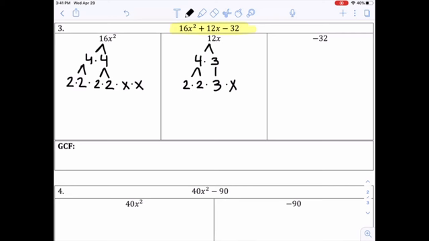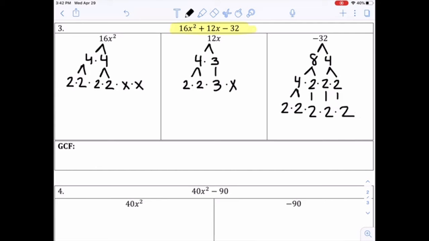Okay. Last but not least, our negative 32. Let's break that down. Let's do 8 times 4. All right, these numbers can definitely still be broken down. We know our 4 is equal to 2 times 2. Our 8, let's do 4 times 2. And it looks like we still have that 4 to be broken down. So that becomes 2 times 2. And we have to bring down these last 3 2's. Wow, that's a lot of 2's.